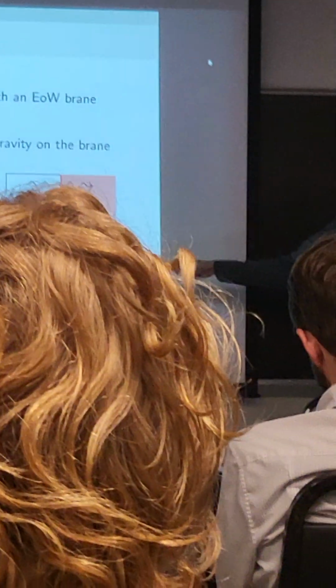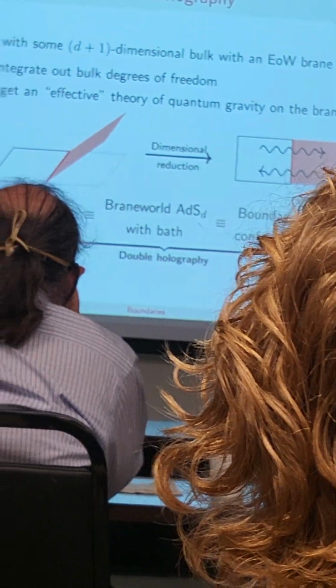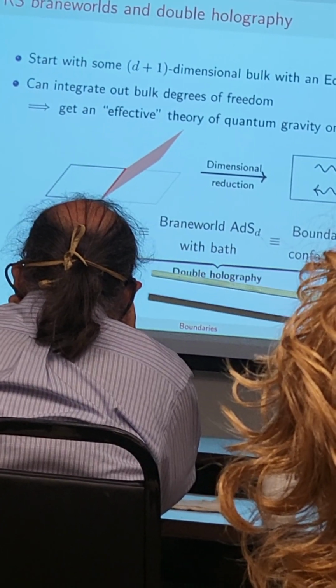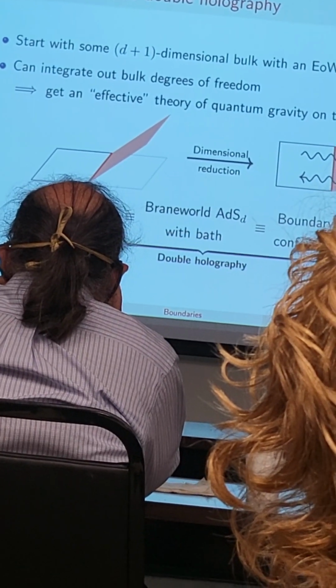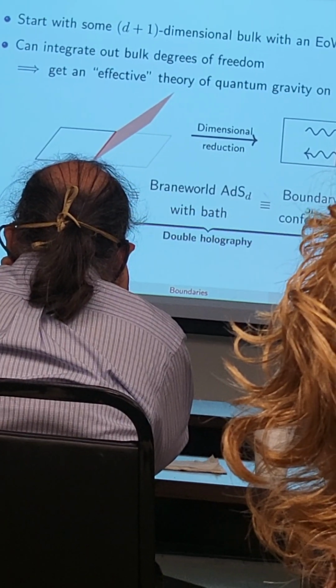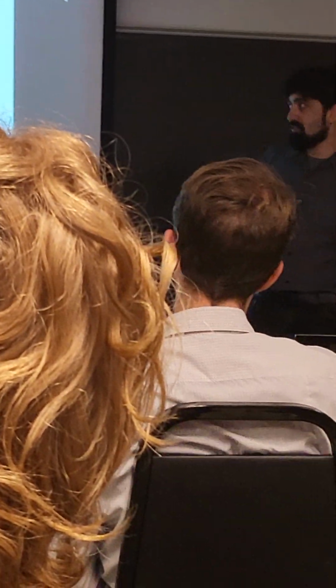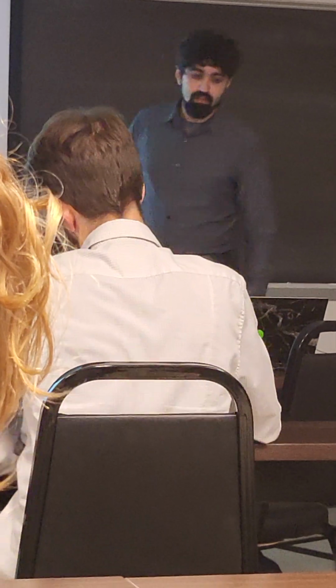So you have this essentially equivalence between the bulk theory here and this brane world theory with this bath. But there's also the equivalence of AdS/CFT, where this is equivalent to some boundary CFT. And so going all the way from the left to the right, or right to the left, takes two steps of applying holography, so we call this double holography.